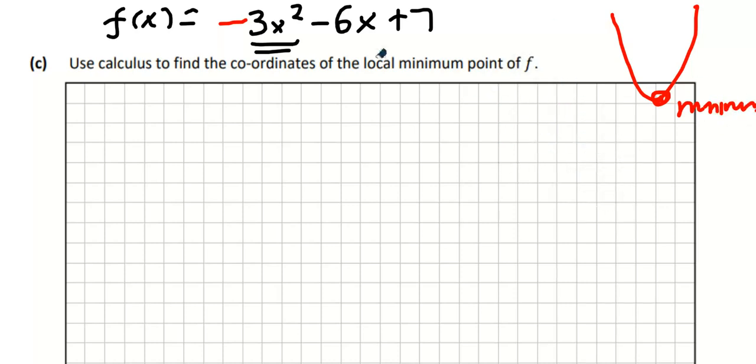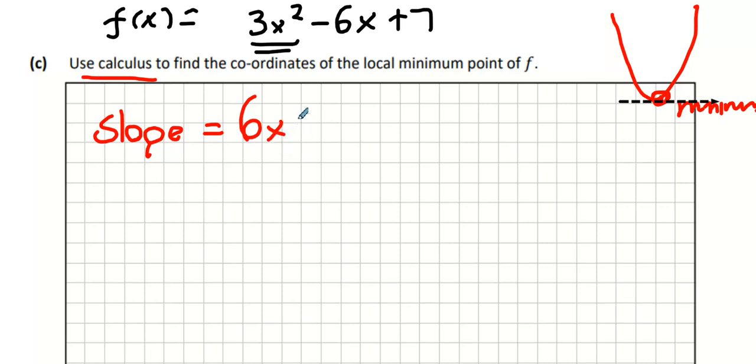Now, next thing. What happened? What's the slope at a minimum? The slope is 0, isn't it? How do we know the slope is 0 at a minimum? Yeah, it's going directly across, yeah? So what is slope when it comes to differentiation? It says use calculus or use differentiation. First derivative. So let's do the first derivative. 2 times 3. Take 1 away from the power. 6x, yeah? Minus 6, yeah. Differentiate 7, gone. There's your slope.